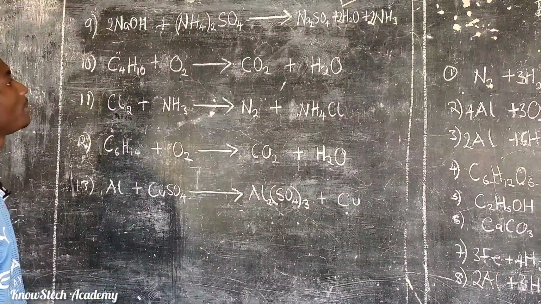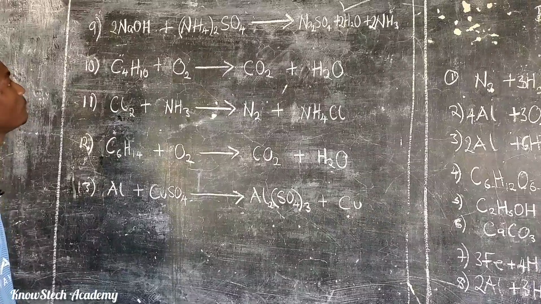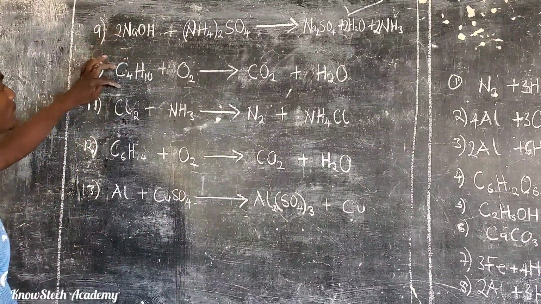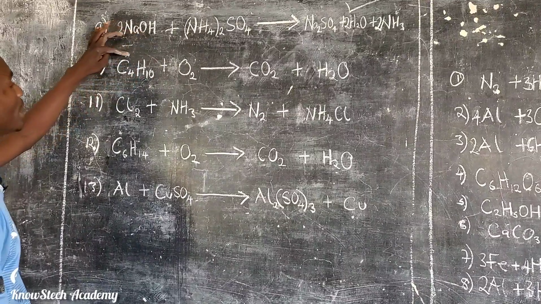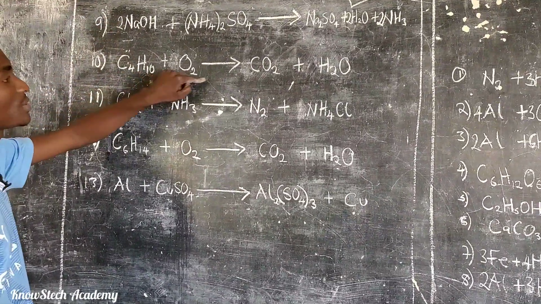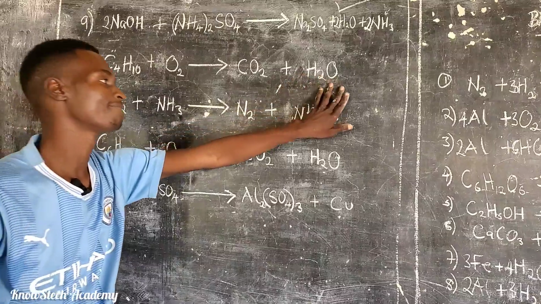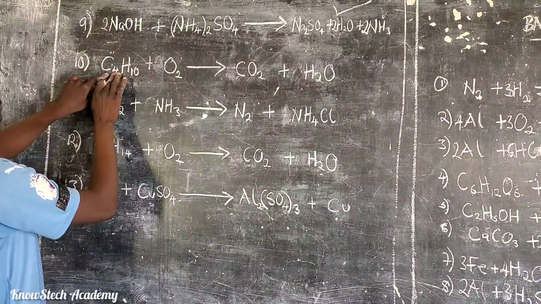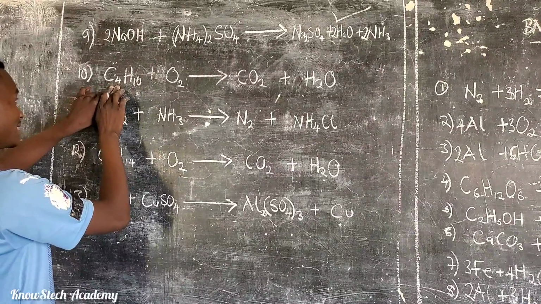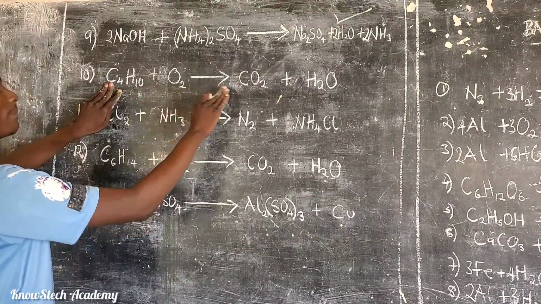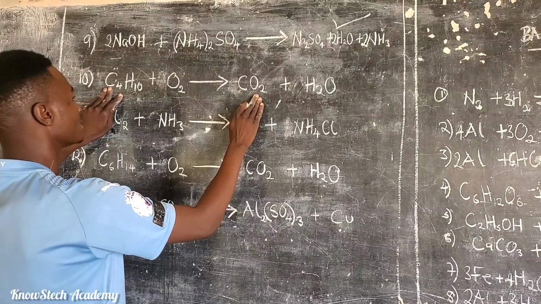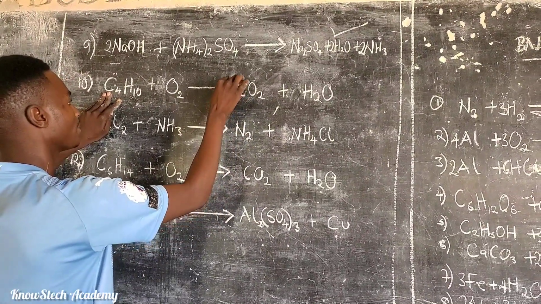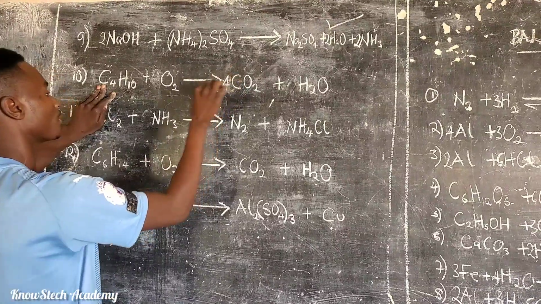Go to the next. Next one is what? What's the name of this compound? Butane. So butane reacting with oxygen to form carbon dioxide and water. Exactly. So the number of carbon atoms on the reactant side is 4. The number of carbon atoms on the product side is 1, right? So I'm going to put 4.